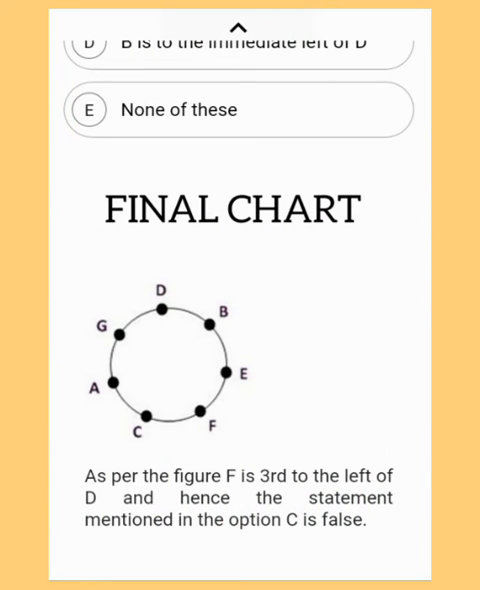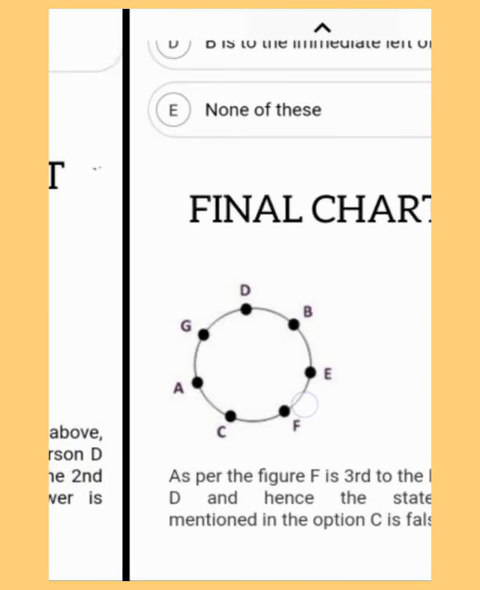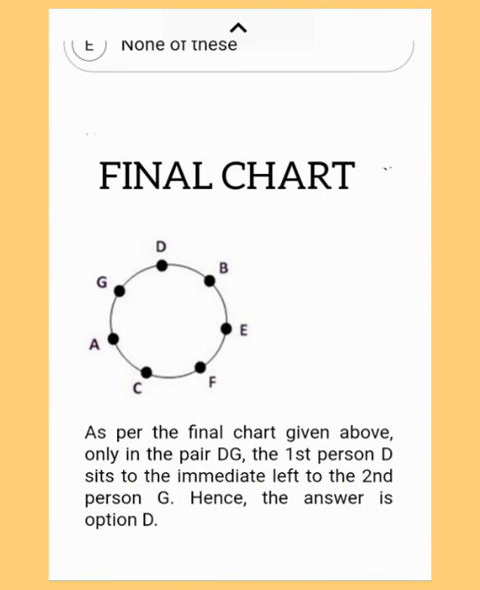This is the answer of question number 2. As per the figure, F is third to the left of D, and hence the statement mentioned in option C is false. Moving to the third question. This is the explanation of the third question. As per the final chart given above, only in the pair D, G, the first person D sits to the immediate left of G. Hence the answer is option D.